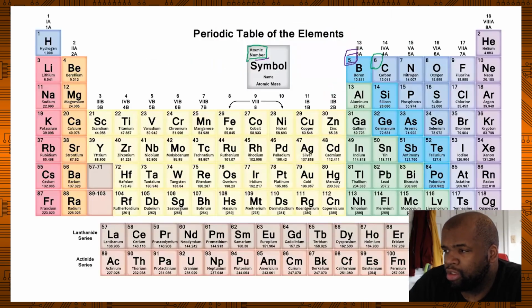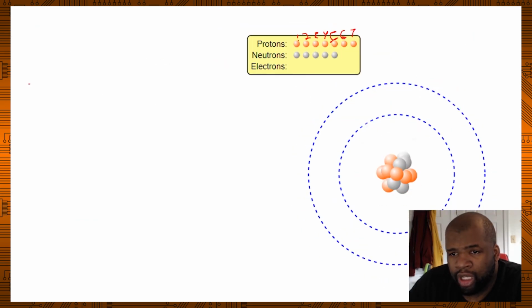So let us go back. If we look at the periodic table, we're looking for something with 7 protons. That is right here, the good old boy nitrogen. So let's go back to the problem. We now know that this element is nitrogen.